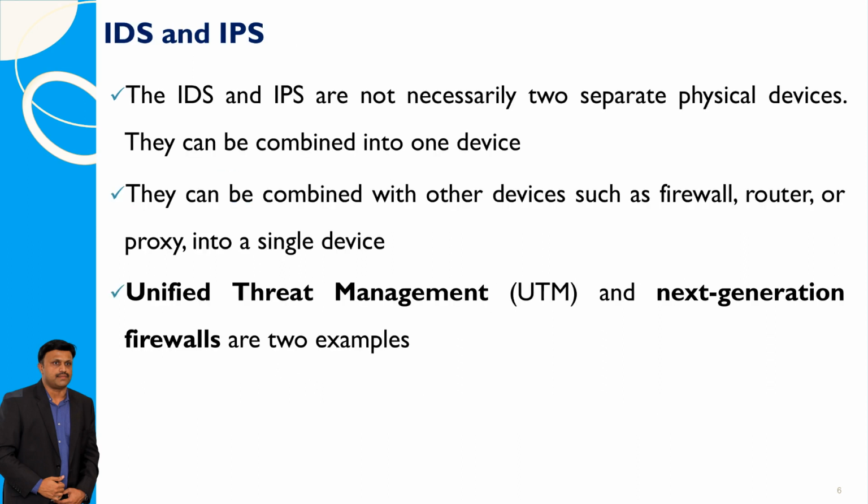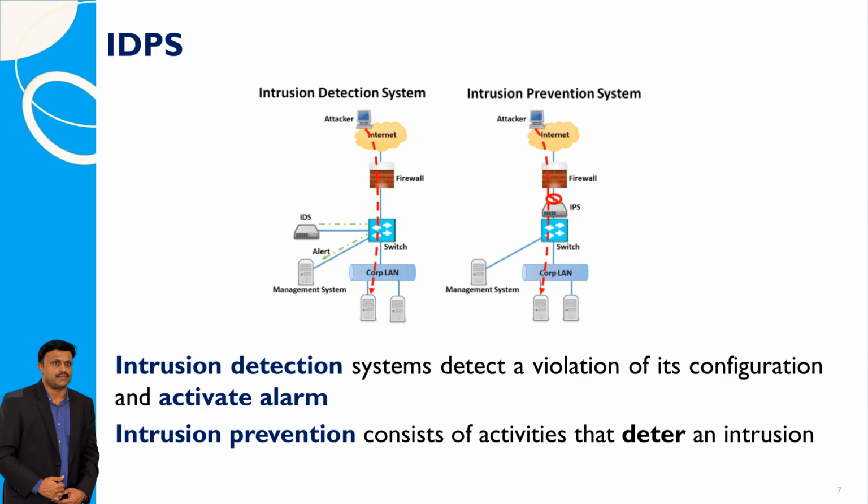Intrusion detection systems and intrusion prevention systems are not always distinct physical entities. They can be integrated into a single device along with other components like firewalls, routers, or proxies. Examples of such integrated systems include unified threat management and next-generation firewalls. Intrusion detection systems are designed to detect violations of their configurations and trigger alarms when an intrusion is detected, while intrusion prevention involves activities aimed at deterring intrusions.